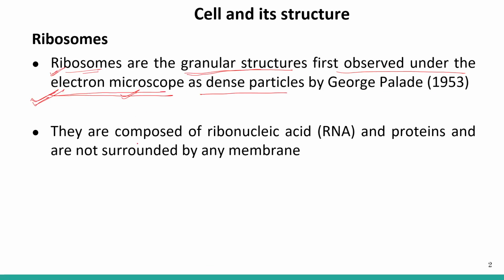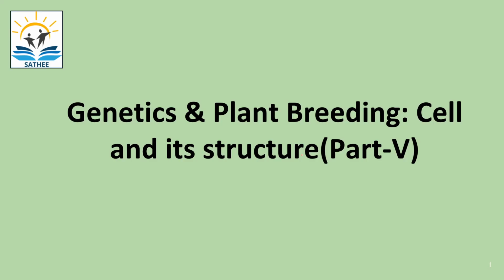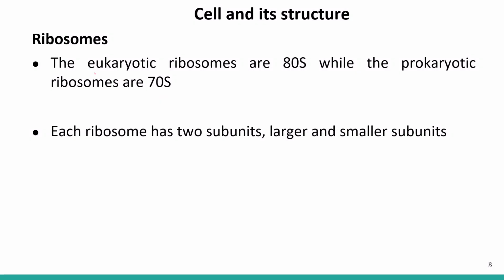They are composed of ribonucleic acid, that is the RNA, and some proteins also, and are not surrounded by any membrane structure. So they are not bound by any membrane. The eukaryotic ribosomes are 80S. Eukaryotic and prokaryotic ribosomes differ. How do they differ? The eukaryotic ribosome is of the 80S type, while the prokaryotic one is of the 70S type.